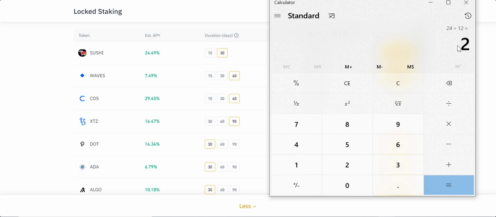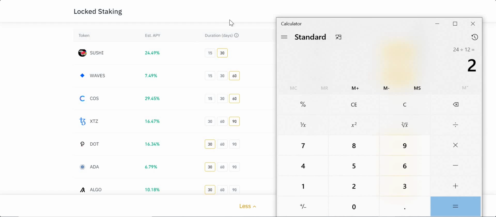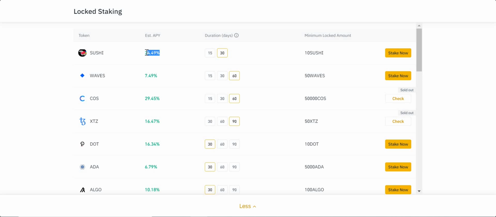I hope that maths makes sense to everybody. This APY is annual, when in actuality you're only going to be able to get it for 30 days or 60 days. Now, you can do it for 30, and at the end of that 30 days, do another 30. And if you do 30 12 times, you will essentially get that 24% on that original investment you put in there. So that's just how it works.